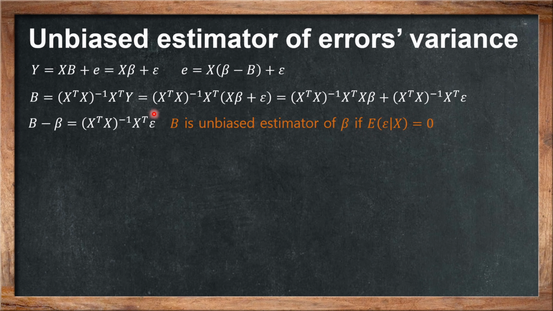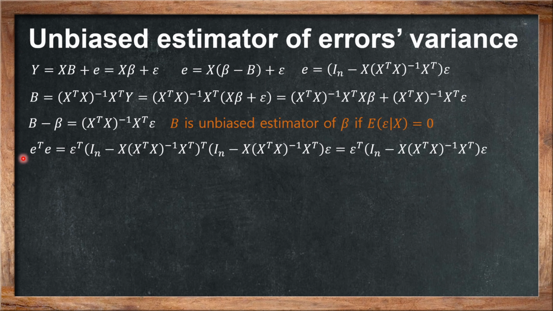Then if we plug this equation into this formula, we get the following: e equals the identity matrix of size n minus X (X transposed X) inverted X transposed, times epsilon. We simply derive that by substituting this expression with this expression. And then let's consider the sum of squared residuals expressed like this.